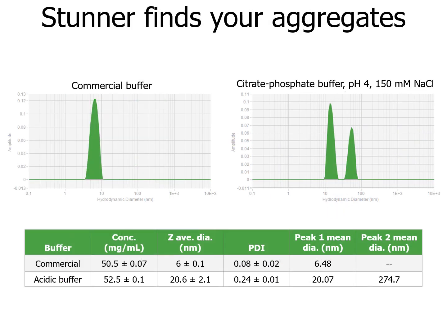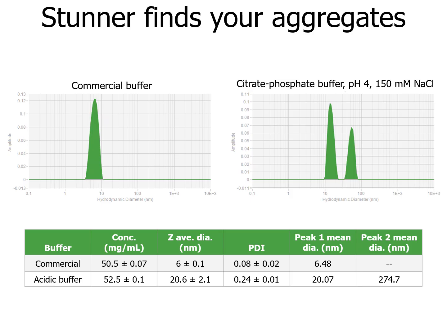That's where Stunner fits in. When you're running formulation screens for monoclonal antibodies, you can use Stunner to identify which ones cause aggregates early on in your process. And indeed, you can also use it to detect rare large aggregates, as I've spoken to earlier.